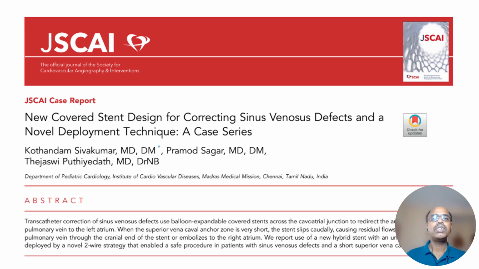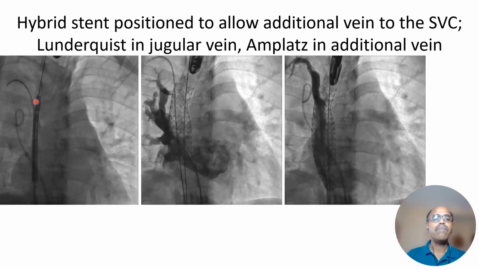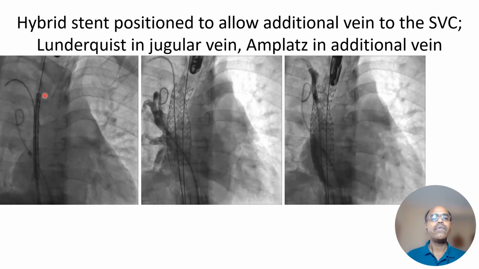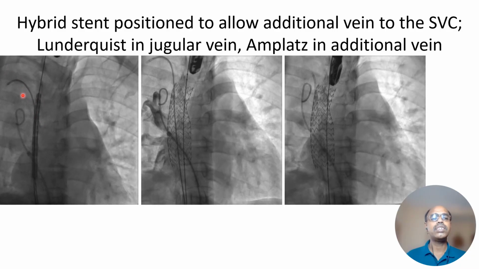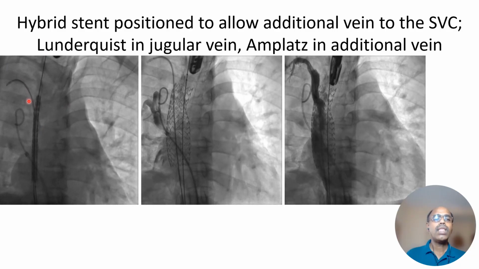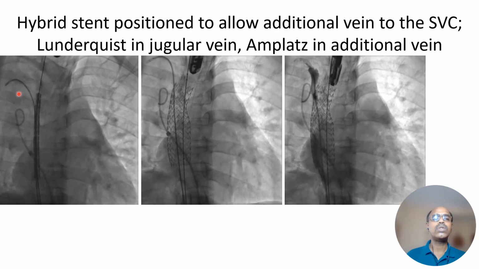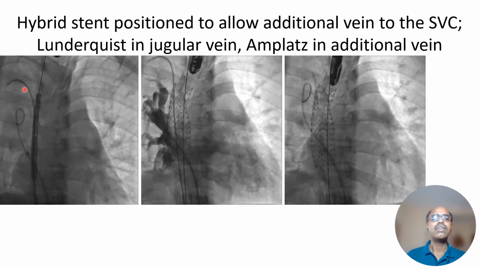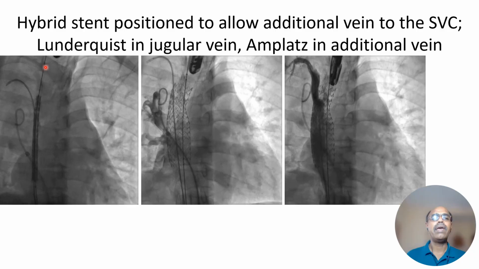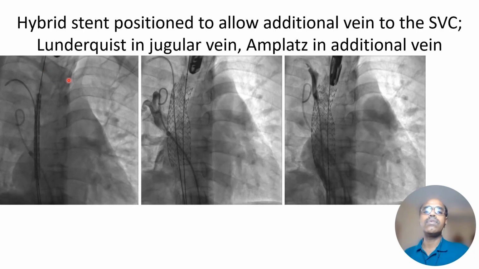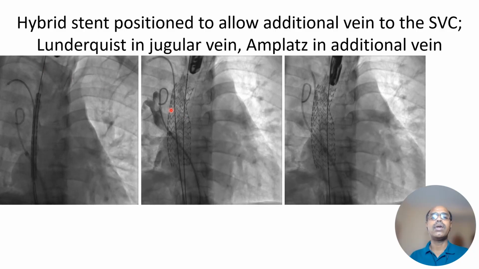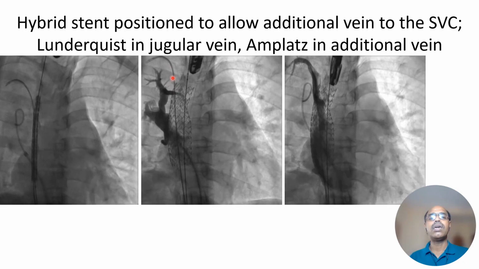We recently published this in the Journal of the Society of Cardiovascular Angiography and Interventions. Here, we park two simultaneous wires, one in the jugular vein and one in the right upper pulmonary vein, the additional pulmonary vein. The RCA guide catheter goes through this additional vein's guide wire, whereas the main guide wire will support the balloon. So you go ahead and deploy.